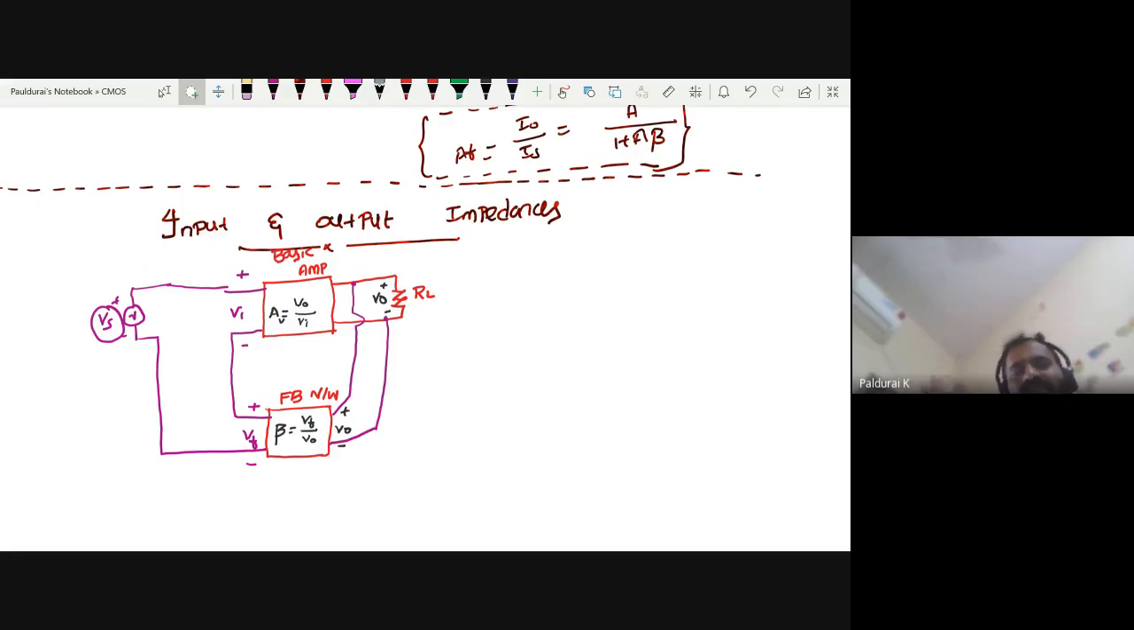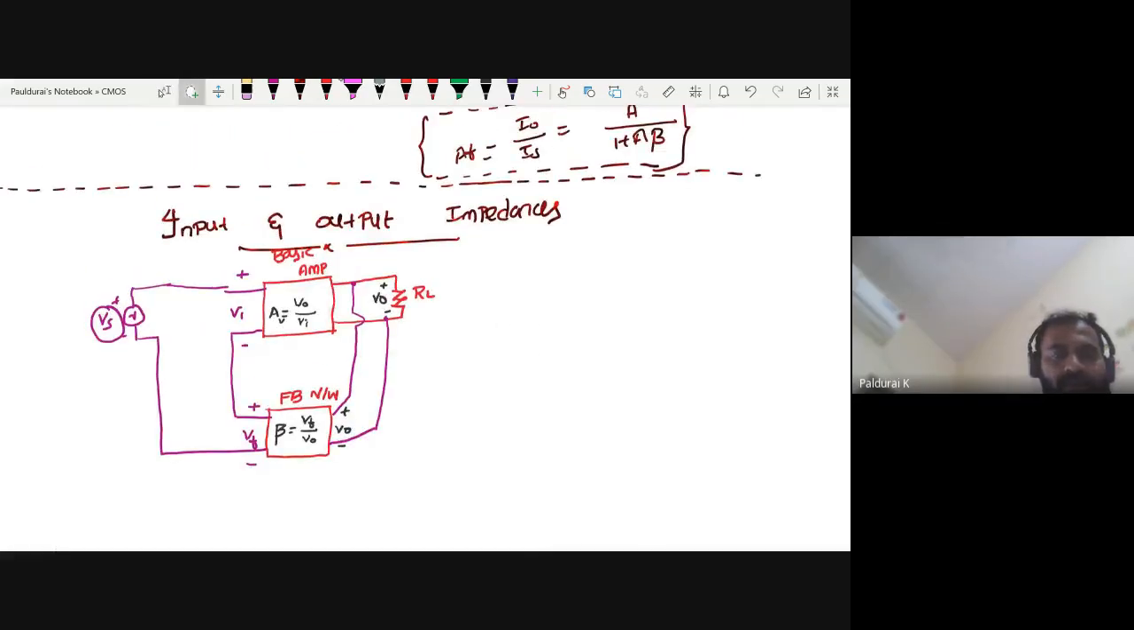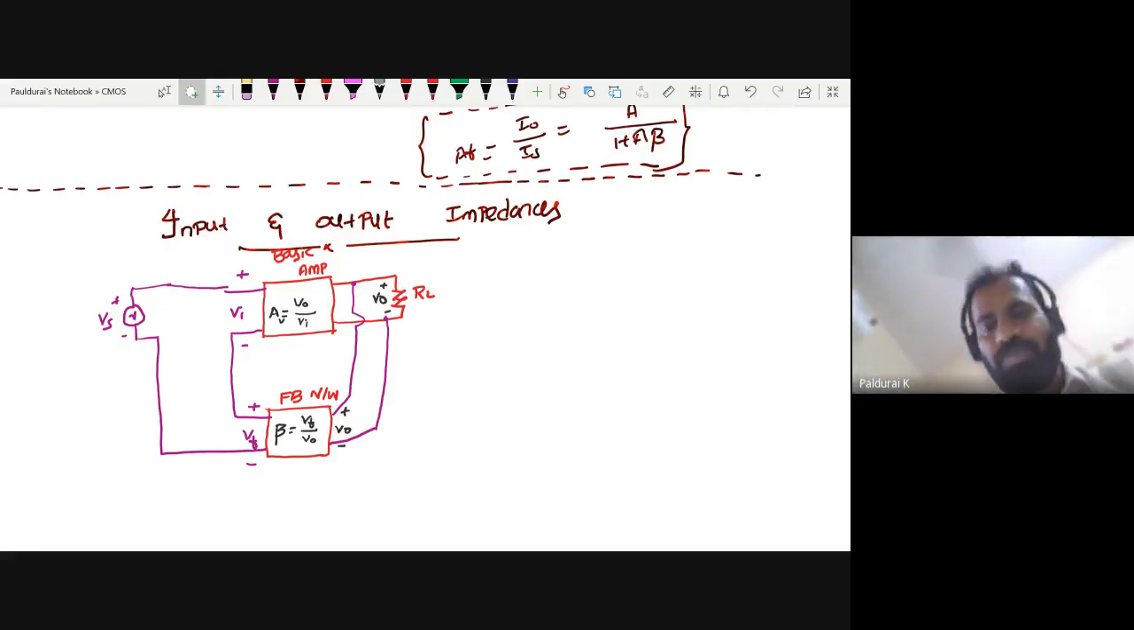Similarly, for this we will just make a model. In terms of circuits, we are going to discuss how this will look. So listen to me carefully. I want to sketch input as well as output, as a two-port network for this feedback topology. Coming to first, we will start from the output.